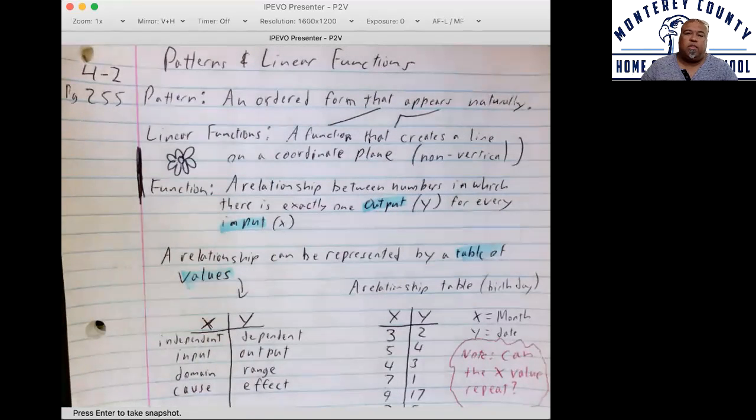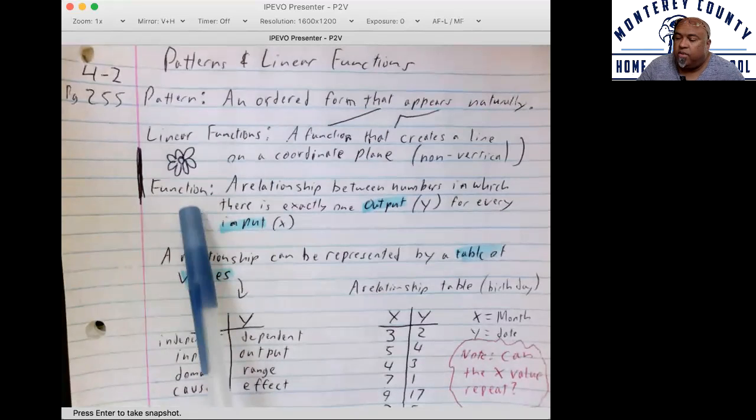Just a little tidbit for you to know. Now, what is a function? The word function has a lot of uses.